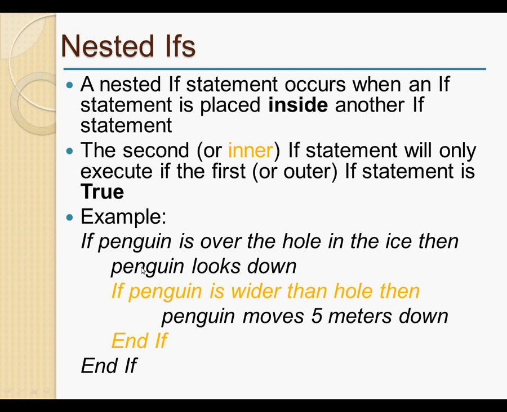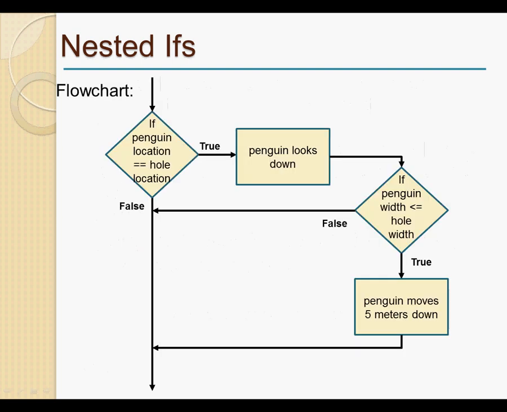And if it's true, my penguin's going to look down, and then I reach the inner if statement, where he checks to see if he's wider than the hole. If he's wider than the hole, then he moves down 5 meters. So I can only reach this inner if statement if this outer if statement was also true. If this outer statement is not true, I break out and I continue on with the rest of the code that happens after.